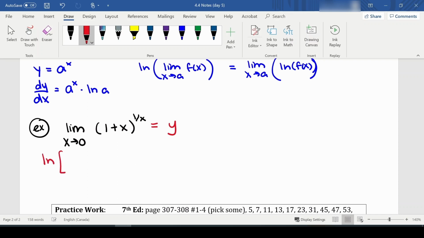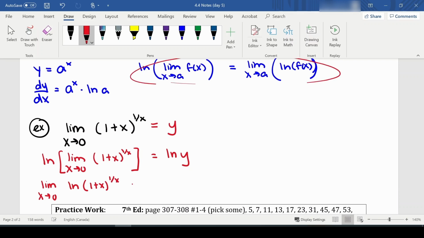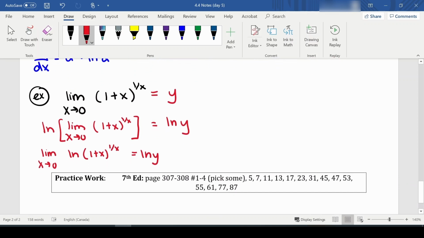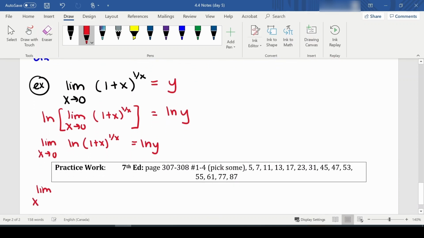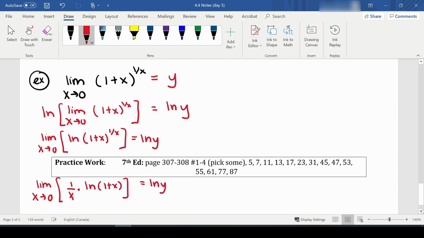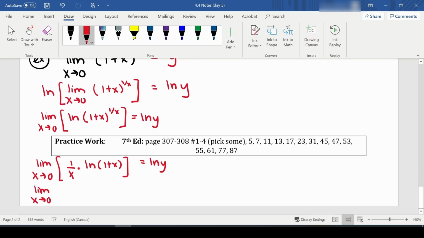So if I ln both sides, I'm going to have the limit as x approaches 0 of (1 plus x) to the 1 over x equals ln y. My answer to the question is y. Then I can rewrite this as the limit as x approaches 0 of ln of (1 plus x) to the 1 over x, using this new fact here. Now this will let me bring that 1 over x down in front. So I'm going to have the limit as x approaches 0, let's put this in brackets just to make it clear, of 1 over x times ln of 1 plus x. And now this is the same as saying the limit as x approaches 0 of ln of 1 plus x over x. And if I do this, I get 0 over 0.